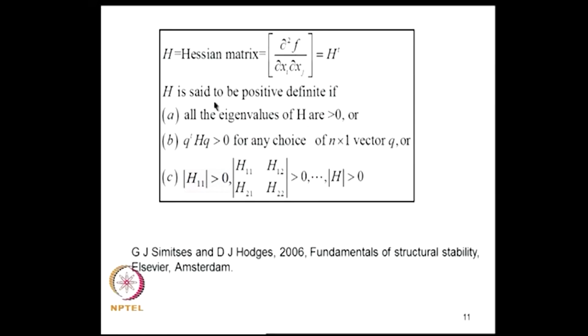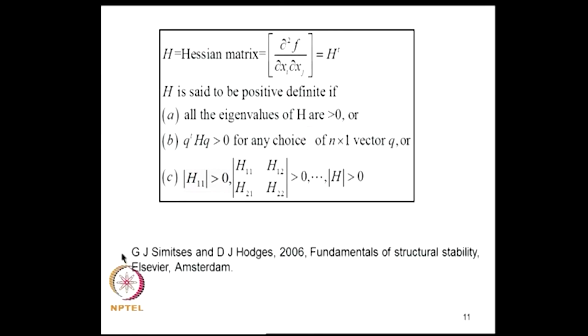Now, we say that the Hessian matrix is positive definite if all the eigenvalues of H are greater than 0, or Q transpose HQ is greater than 0 for any choice of n cross 1 vector Q, or we have a few requirements: the absolute value of H11 must be greater than 0, the 2 by 2 determinant H11, H12, H21, H22 must be greater than 0, and so on and so forth, and the determinant of H itself must be greater than 0.